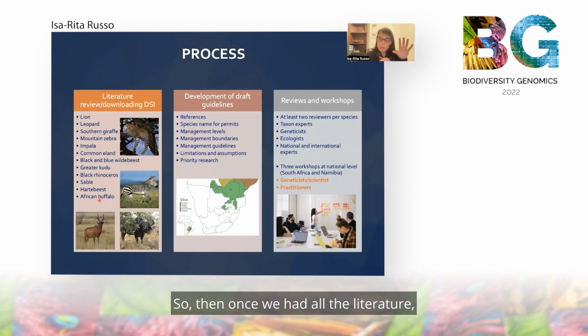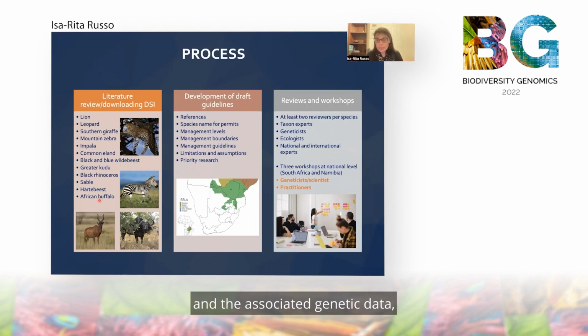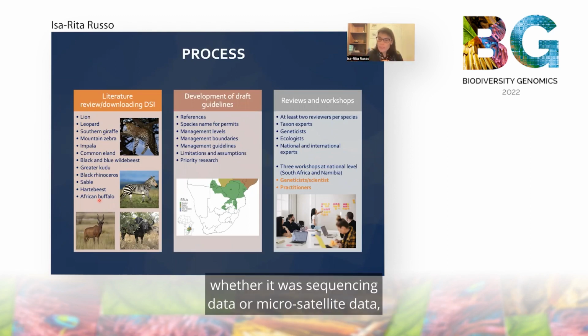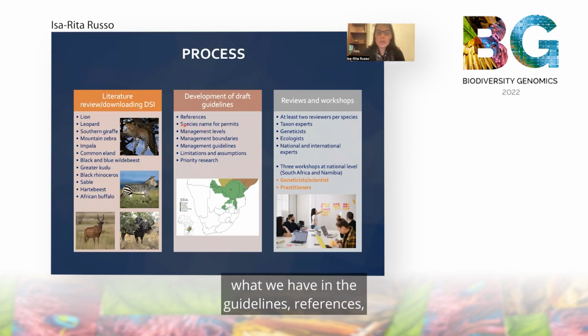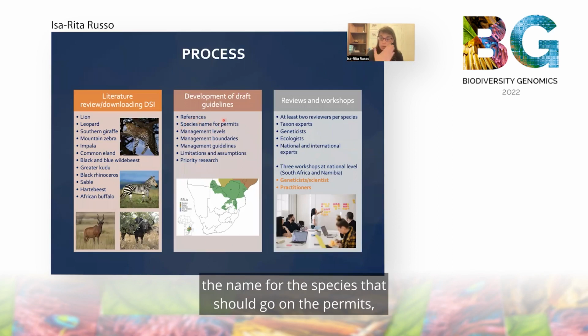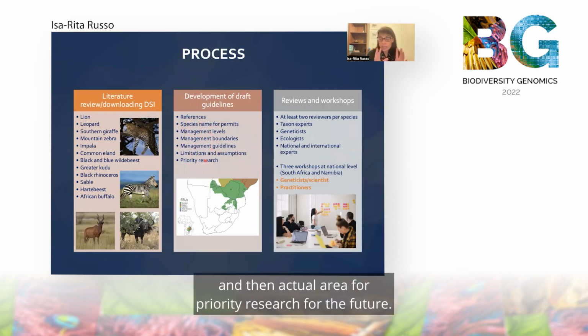So then once we had all the relevant literature for each of the species and the associated genetic data, whether it was sequencing data or microsatellite data, we then reanalyzed some of these data sets, and we then built these draft guidelines. And this is just to show you what we have in the guidelines: references, the name for the species that should go on the permits, management levels, management boundaries, limitations and assumptions, and then actual areas for priority research for the future.